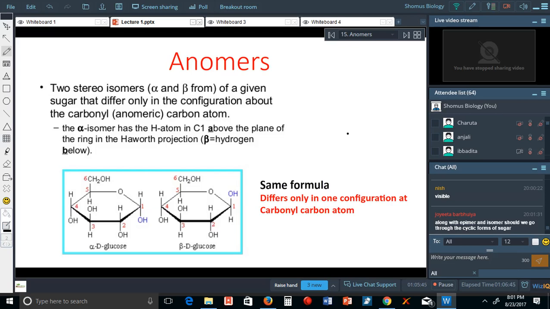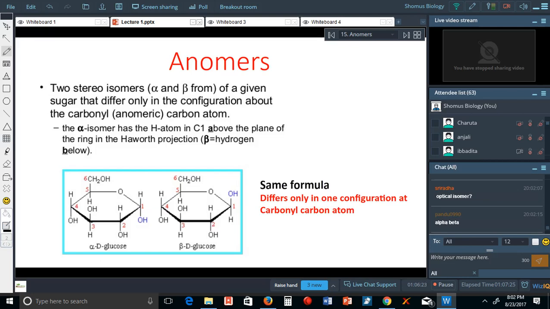Another term, anomers. So we talked about isomers, epimers, enantiomers, now anomers. Anomers are two stereoisomers of any given sugar that differ only in the configuration about their carbonyl carbon. That means between two sugars, they have the same chemical formula and differ only in one configuration at the carbonyl carbon atom. Based on that, we call them alpha or beta.